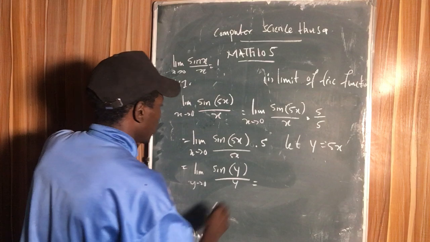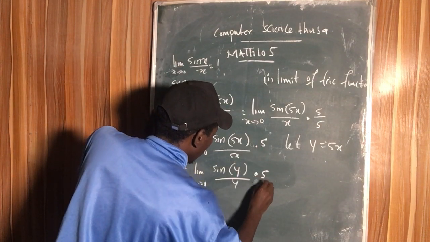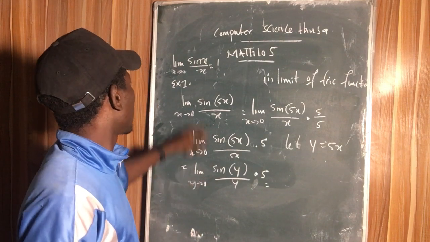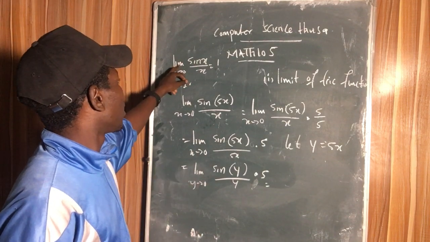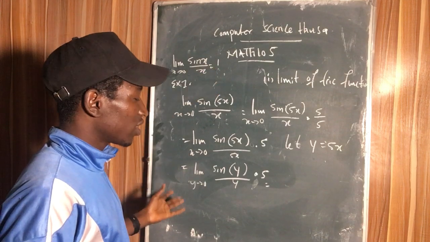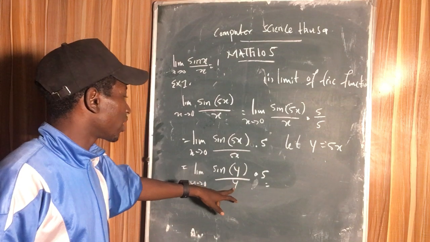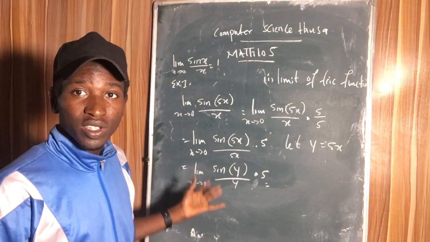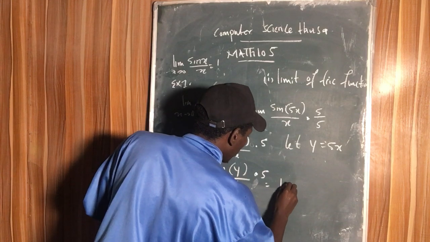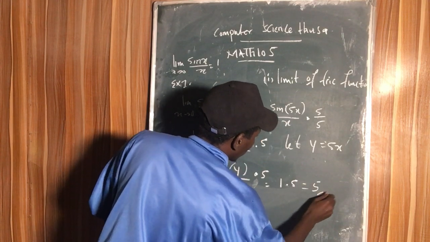So but we have the multiplying factor on the other side, which I had forgotten, and it is 5. So the limit of sin x by x as x tends to 0 is equal to 1. So it's going to be the same. It will be the same if we say the limit of sin y as y tends to 0, that is also going to be 1. So therefore this is going to be 1 times 5, which is equal to 5.